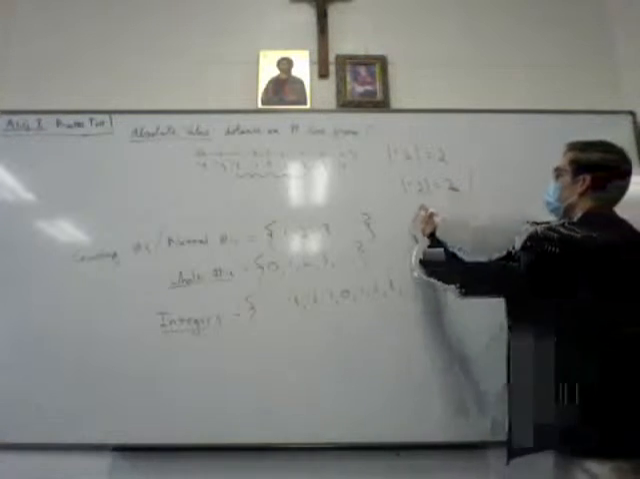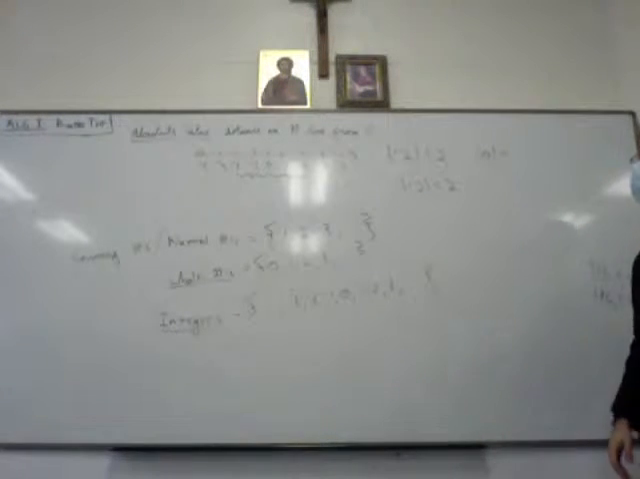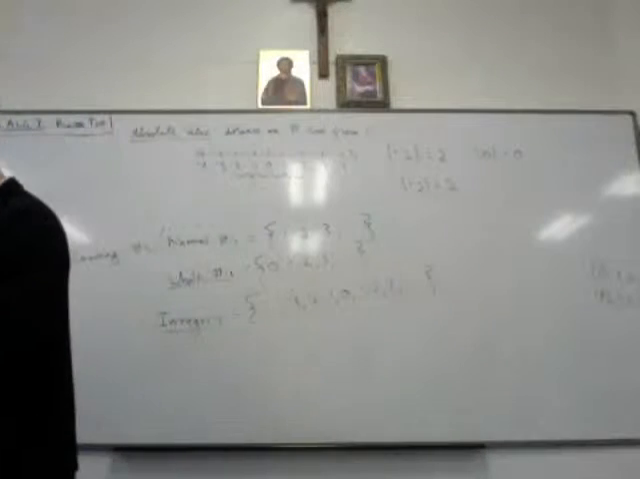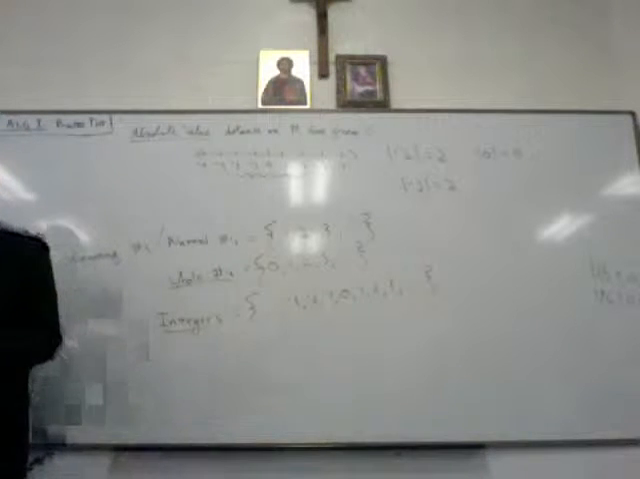One last thing to be aware of. What's the absolute value of 0? 0, because its distance from itself is nothing. All right, that's absolute value. It's a convenient thing.